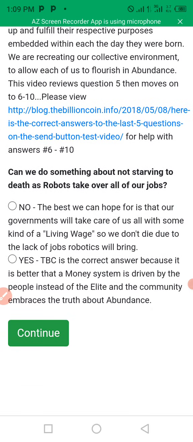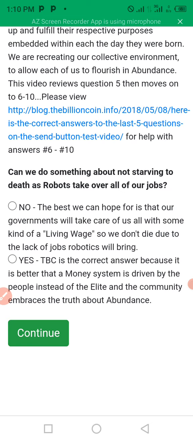Question number 6. Can we do something about not starving to death as robots take over all our jobs? Can we do something about it? As they are sharing the COVID vaccine and all that. So can we do something about not starving to death, and about robots taking over all our jobs?